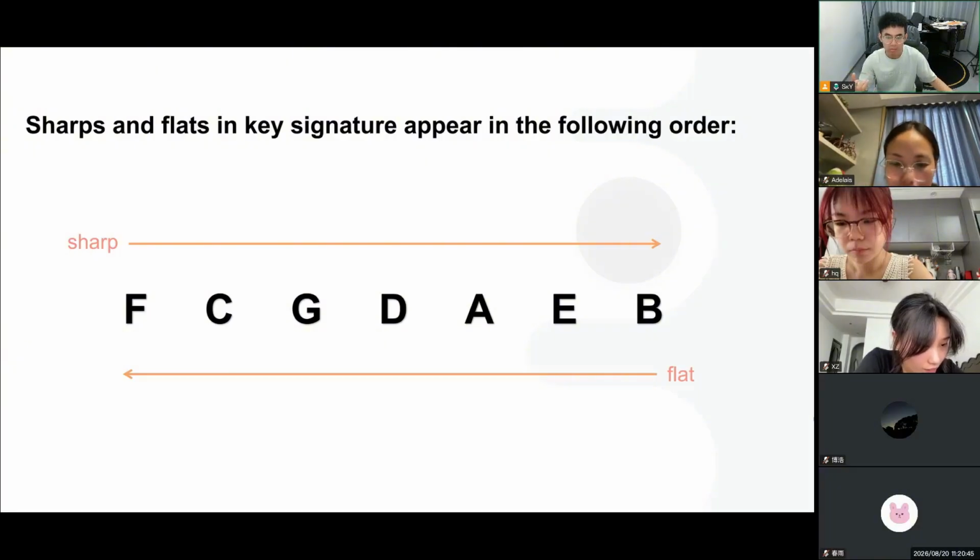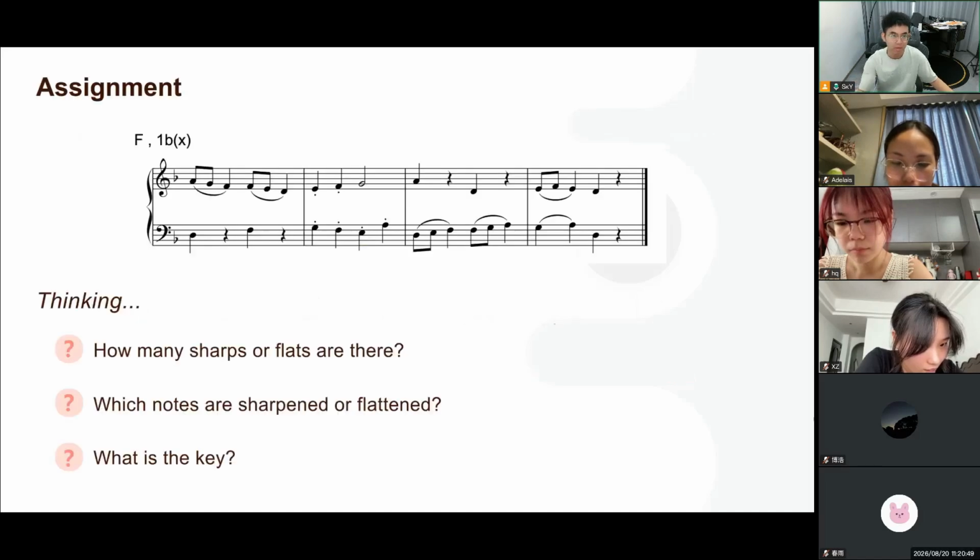Then add solfege markings on the score. Let's look at this score. When you meet a new piece of music, first count the number of sharps or flats in the key signature. In this score, we can say there is only one flat. So you can mark one flat.